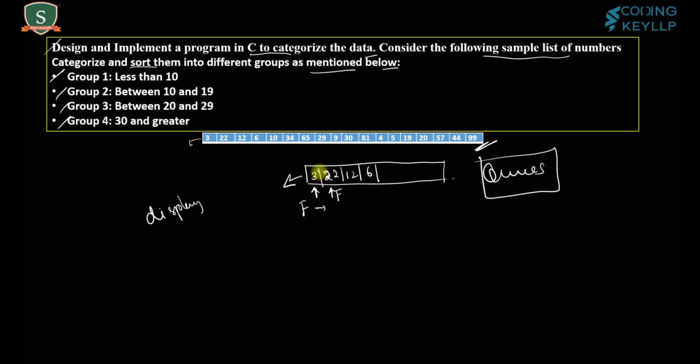First category, 3 and 6 are less than 10. So group these two numbers and print 3, 6. Here 12 comes between 10 and 19. So 12 prints here, and 22 comes between 20 and 29. So 22 prints here. And if, for example, you have 35, so 35 will be printed here, in the 30 and greater group. So this is how we need to design the program. Let us dive into what variables we require and how we write the function.